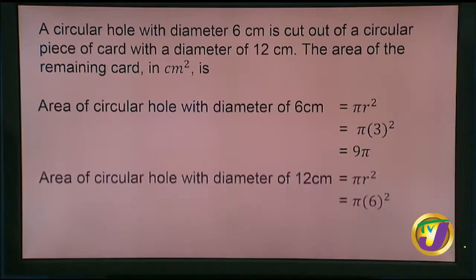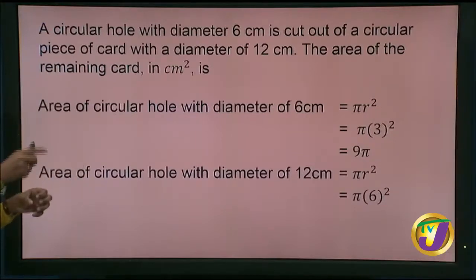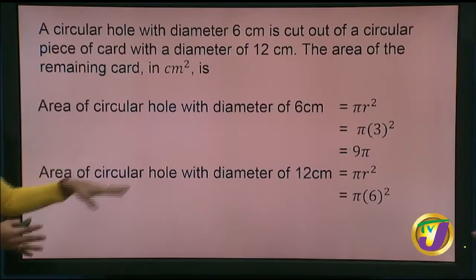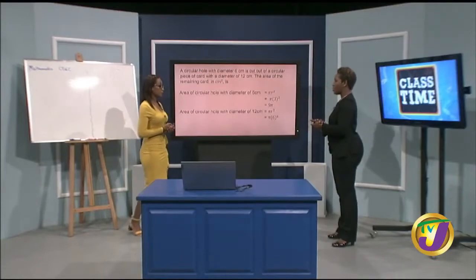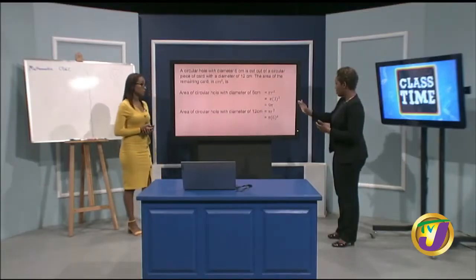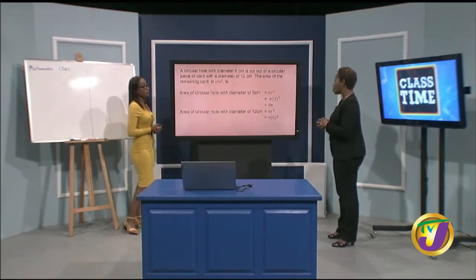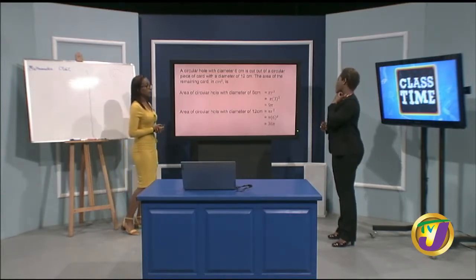Now we're looking at the other piece. It's still a whole circle, because when you cut the smaller circular piece out of the card, you still have a circular hole left there. It still resembles the circle. So this one now has a diameter of 12 centimeters, and this would have been the entire card before they cut out the hole. So now we're finding the area of the entire circular card. We're given a diameter of 12 centimeters, so the radius is half of 12, which is 6. You substitute it into the formula, and 6 multiplied by 6 gives us 36 pi.